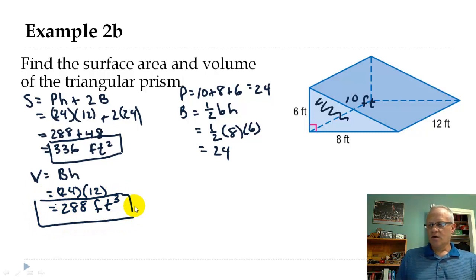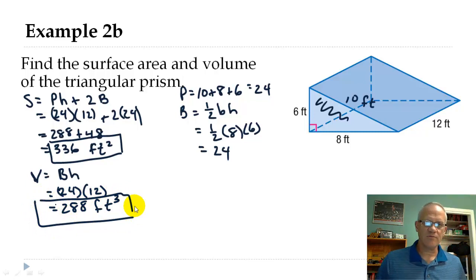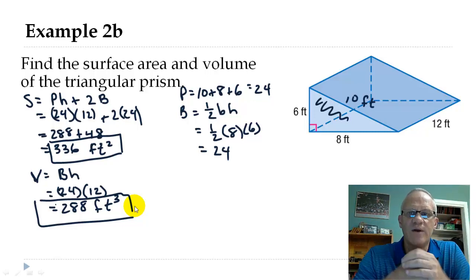Okay? All right, well, hopefully that was somewhat helpful. There's a little bit about surface area and volume, and of course you've got those other formulas that you can look back at as well.